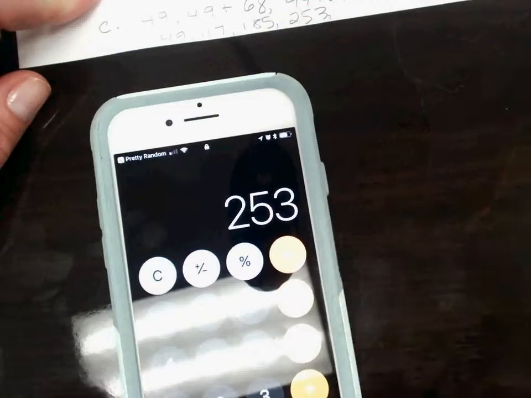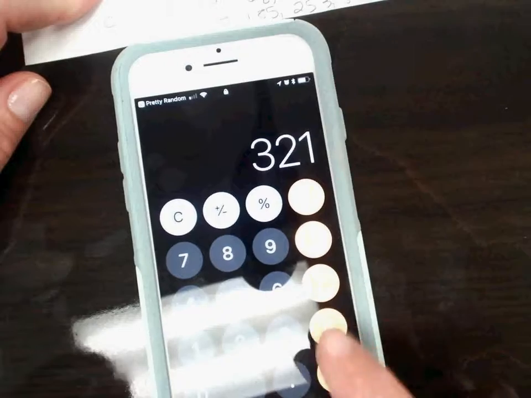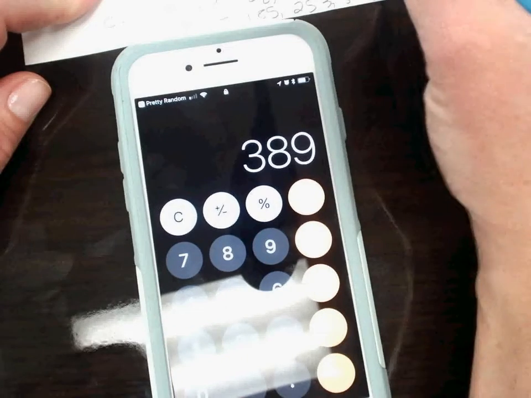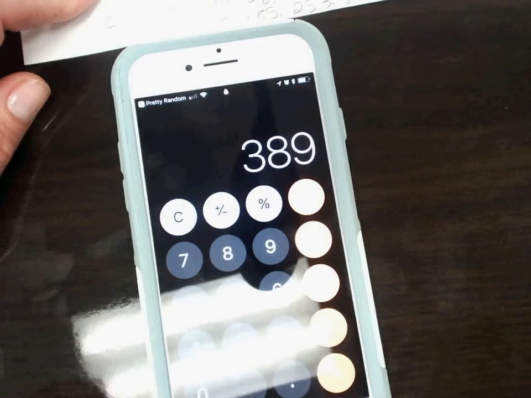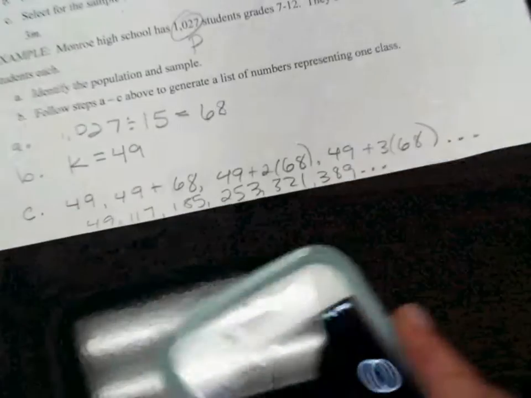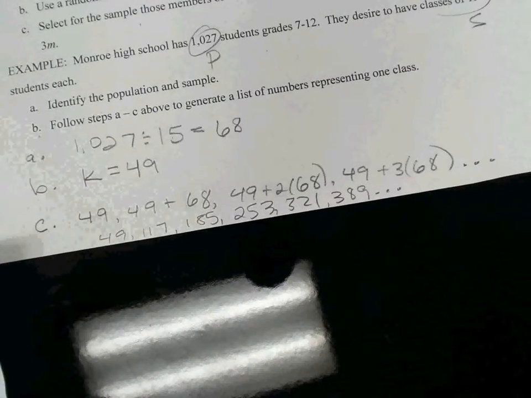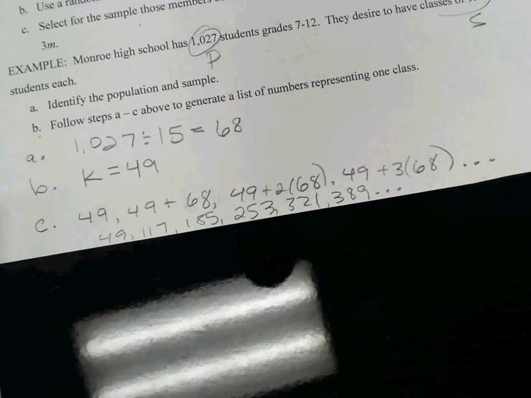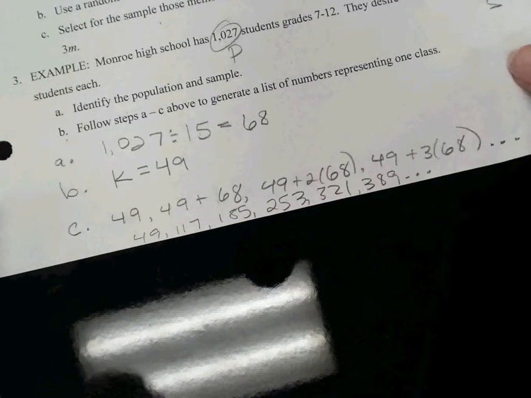Now, as Justin was about to mention, you could just go plus 68. 321 plus 68. If you're using a graphing calculator, I would even recommend using a table, and it would just all populate for you. But you get the idea. These would be the students in this 1,027 student body that would wind up in this class. If you think about the alphabetical list and everyone's assigned a number, and I've got student 49 and 117, and so kind of have this random group in my class until I got to 15.